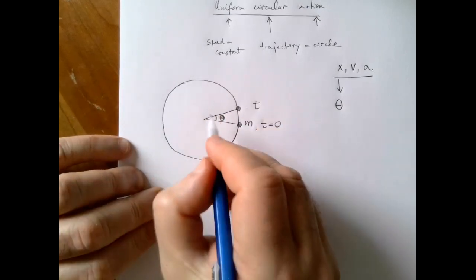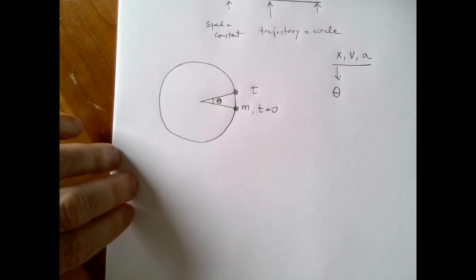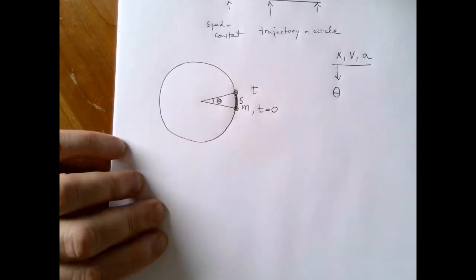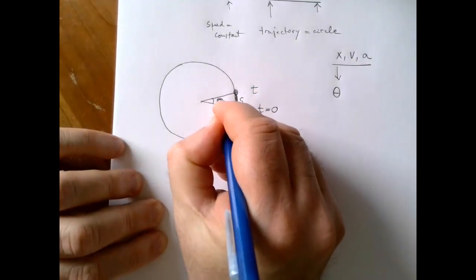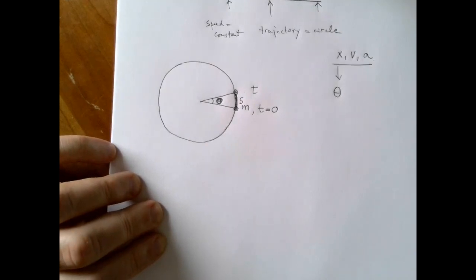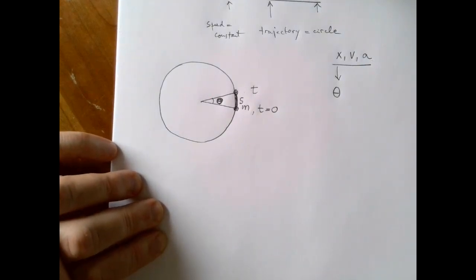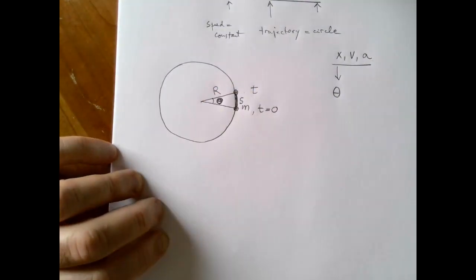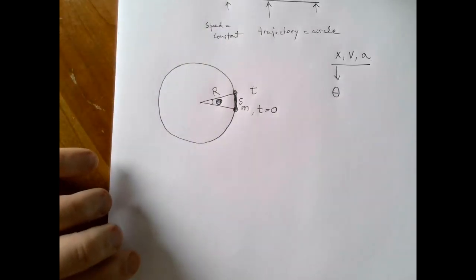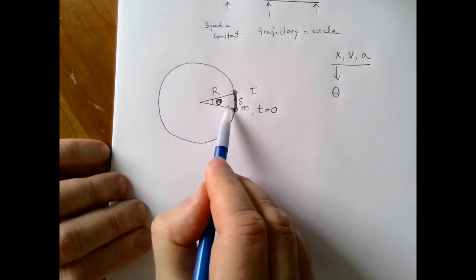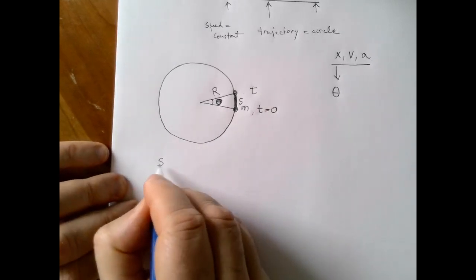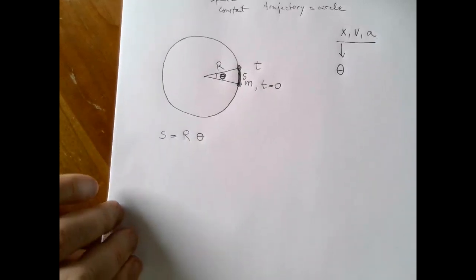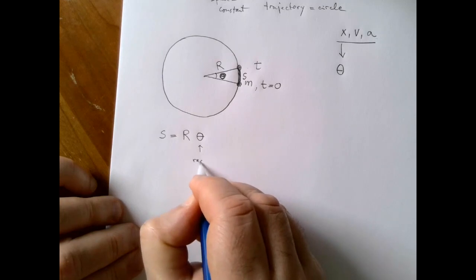During this time, the particle has done two things. It has traveled distance s and has swept the angle theta. If we label the radius of the circle r, which is going to be constant, it is a circular motion, we can relate these three quantities as s is equal to r multiplied by theta, but the angle theta must be in radians.